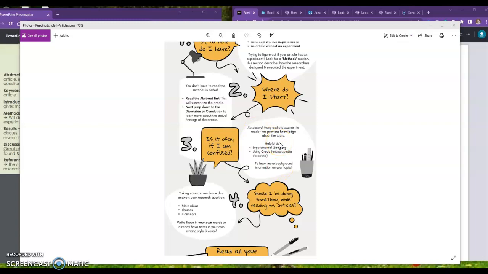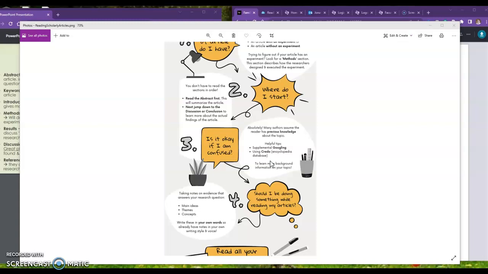Absolutely. There's a lot of knowledge that authors have before they write the article. So a lot of times I Google or I use Credo. We have that on our library website to learn more about the background of the article. That's going to save you a lot of time so you can understand what they are talking about. So I Google maybe a term they're using and so forth. That gives you less stress too.